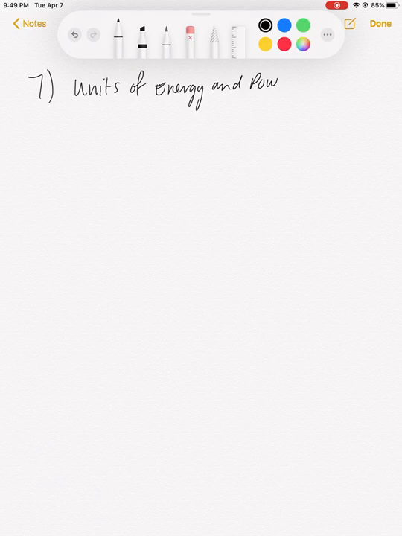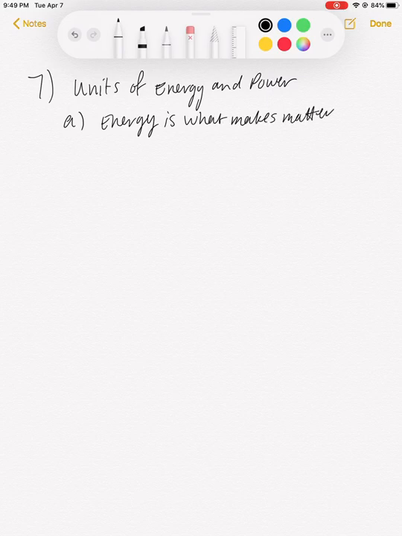All right, moving on in our handout, we're thinking about number 7. Okay, number 7 is about units of energy and power. All right, in part A, what is energy? So energy is what makes matter move, or heat up.